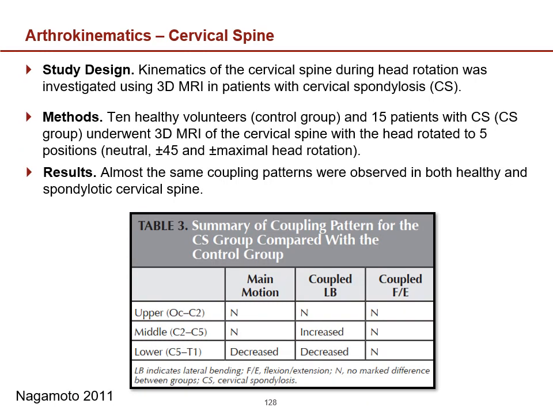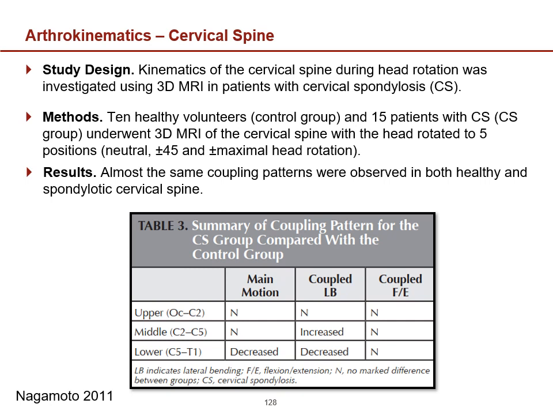Okay, so it's also important to consider, how do these arthrokinematics of the joints change in the presence of pathology? So here's a study that was done. You can see the study design there. Kinematics of the cervical spine during head rotation was investigated using a 3D MRI in patients with cervical spondylosis. So you had 10 volunteers as a control group that were quote unquote healthy within their cervical spine, and then you had 15 individuals with cervical spondylosis.